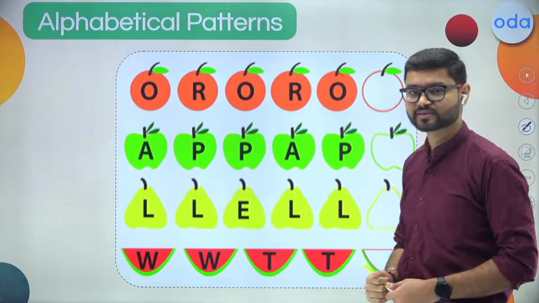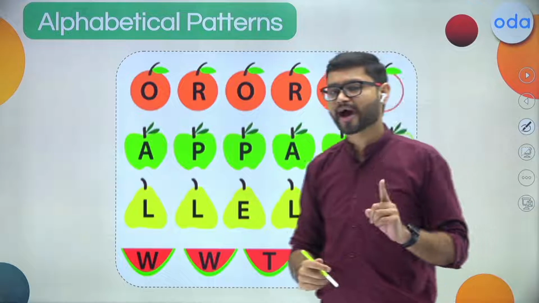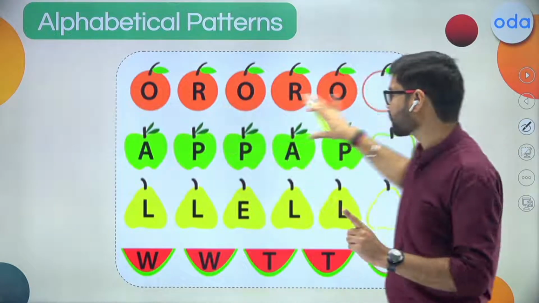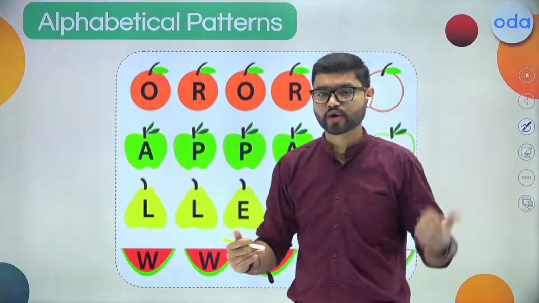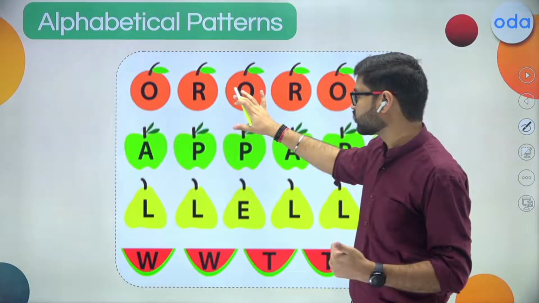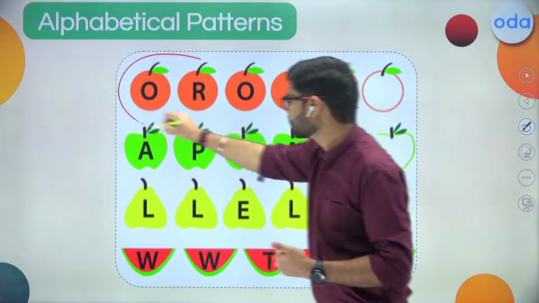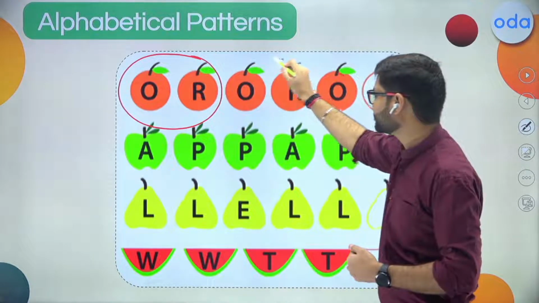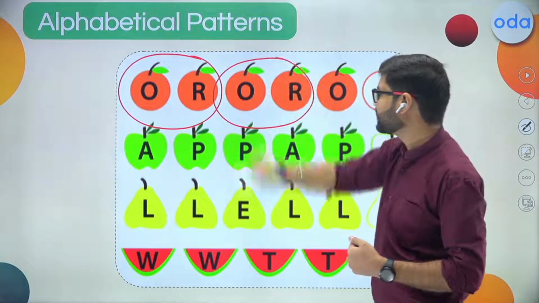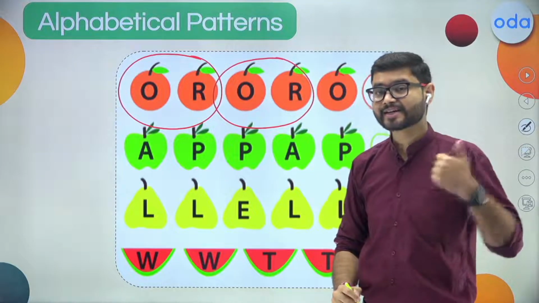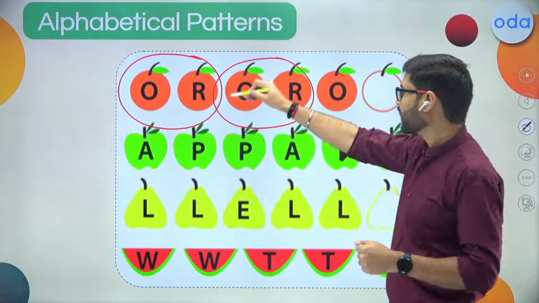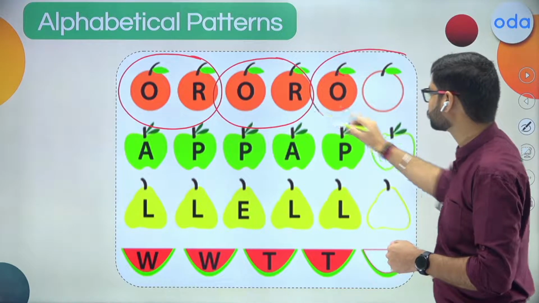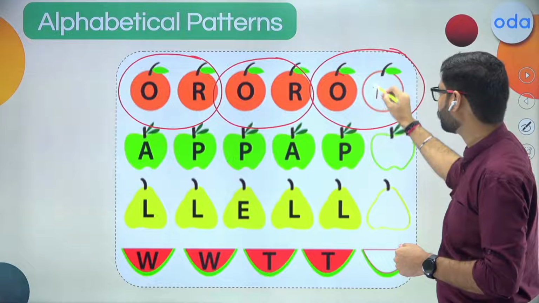The first thing you have to notice in all these alphabetical patterns is whether it is repeating or growing. For this particular example, I can see that this OR is repeating. Either it repeats or it grows, both are okay. So next time also it is going to be OR.